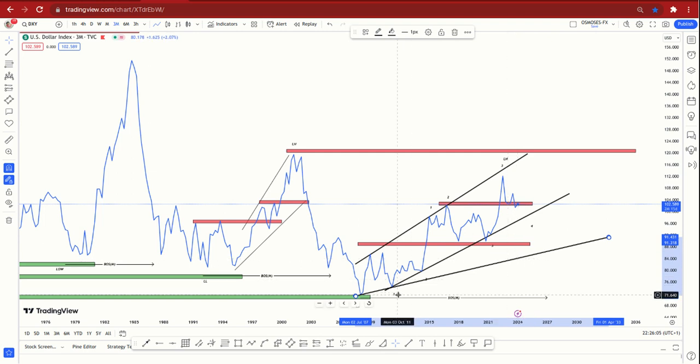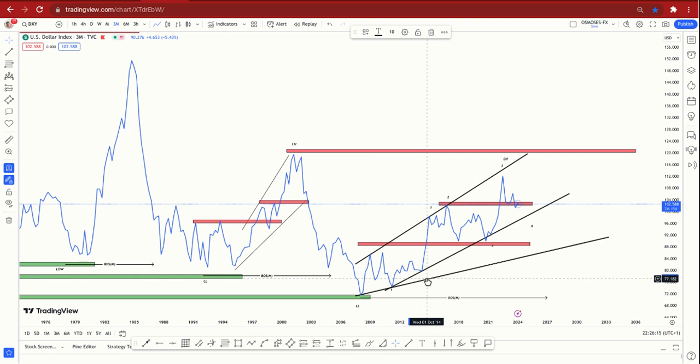Okay, so this will be my first pullback. This will be 1, this will be 2, this is 3. Touch, and this touch here will be the fourth touch if I have a touch down here. Now this will be my first touch, this will be my second touch here, and this will be my third touch.